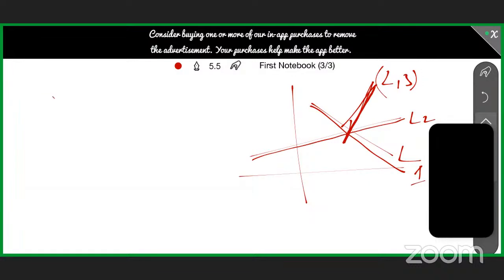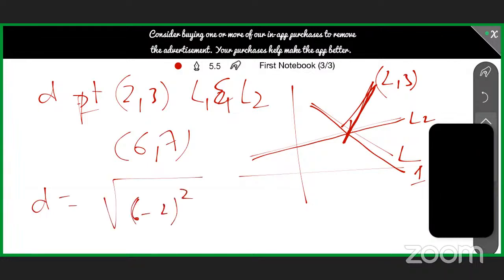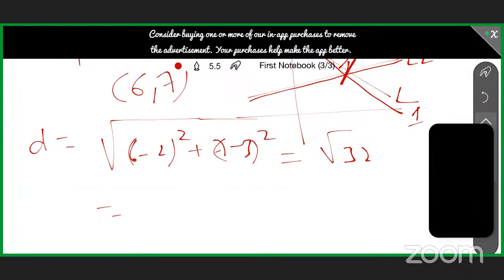Therefore, the distance of the point 2, 3 with line L1 and L2 is given by the point of intersection. What is the point of intersection? 6, 7. Therefore, D is equal to root of 6 minus 2 whole square plus 7 minus 3 whole square. That is equal to how much? 4 square plus 4 square is equal to 16 plus 16, root 32. Root 32 is equal to 16 times 2, that is 4 root 2. So distance is equal to 4 root 2.